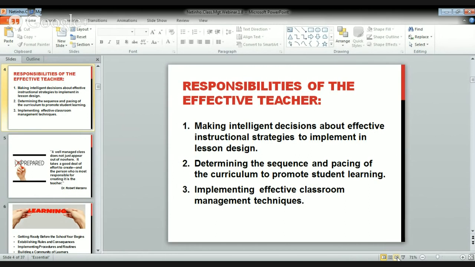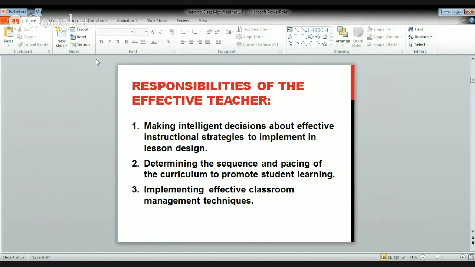The next one he has is determining the sequence and pacing of the curriculum to promote student learning. This is about the teacher knowing the curriculum, knowing the students, and adjusting the curriculum to best meet the students' needs. Finally is number 3, implementing effective classroom management techniques. Today is our focus on number 3, classroom management.